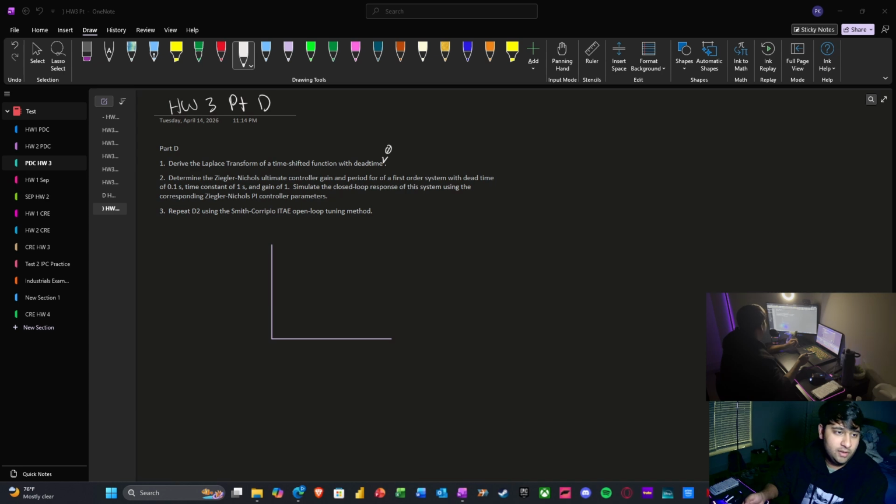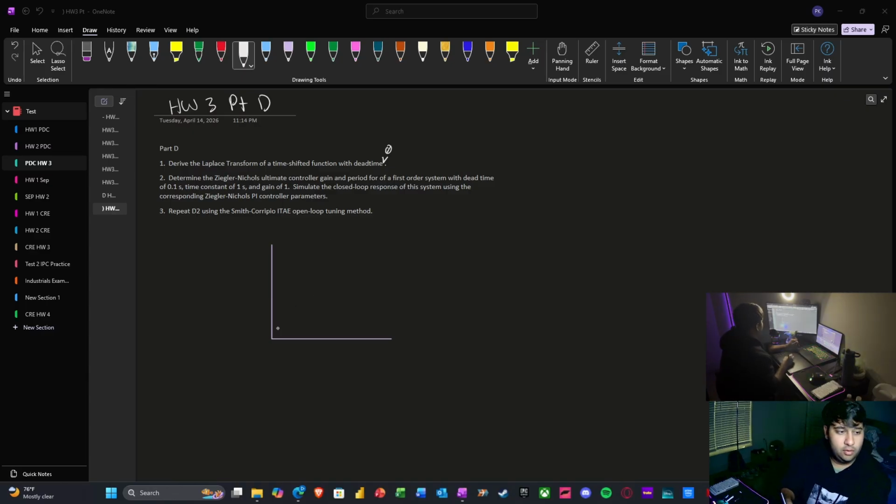And then we're going to simulate in Colab the closed loop response of the system utilizing those Ziegler-Nichols PI controller parameters. And we're going to do the same thing using the Smith-Corripio ITAE open loop tuning method.